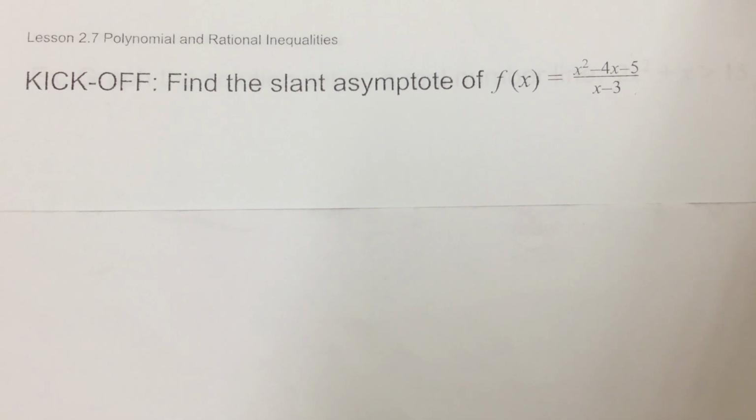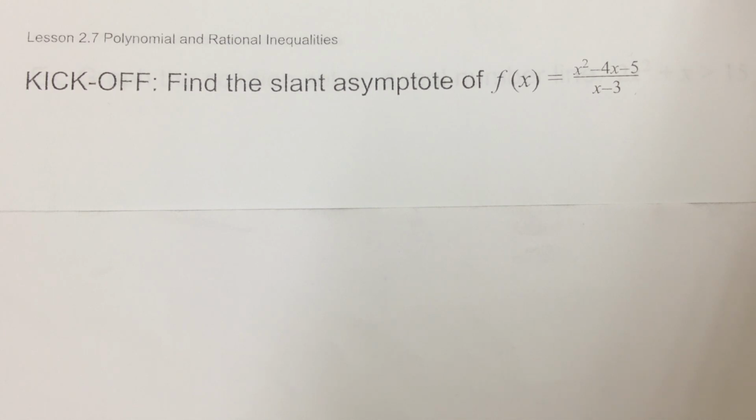All right. So, lesson 2.7, polynomial and rational inequalities. But before we get into those, kick off: find the slant asymptote of f of x equals x squared minus 4x minus 5 over x minus 3. So, if we think back to asymptotes, vertical asymptote was what makes the bottom be 0. Well, in this case, the vertical asymptote would be at 3 because 3 minus 3 is 0. So, x equals 3 would be the vertical asymptote.